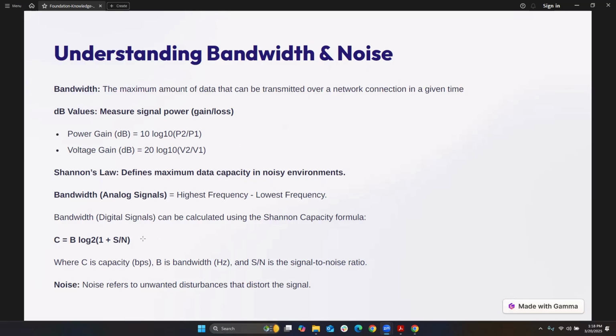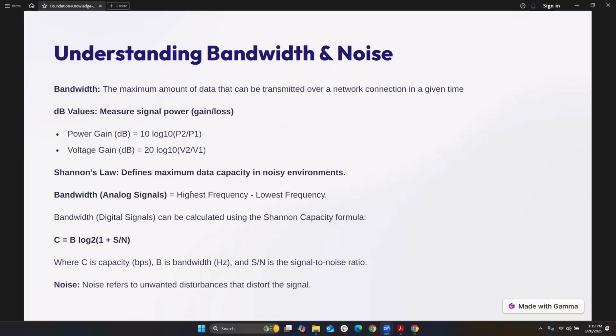There are different types of noise, such as thermal noise, which is caused by movement of electrons in a circuit, and intermodulation noise, where multiple signals mix and create interference, and also crosstalk, where signals from one channel interfere with another channel's signals. Another one is impulse noise, like sudden spikes caused by electrical devices, lightning, or switch circuits. So that's about bandwidth and noise.